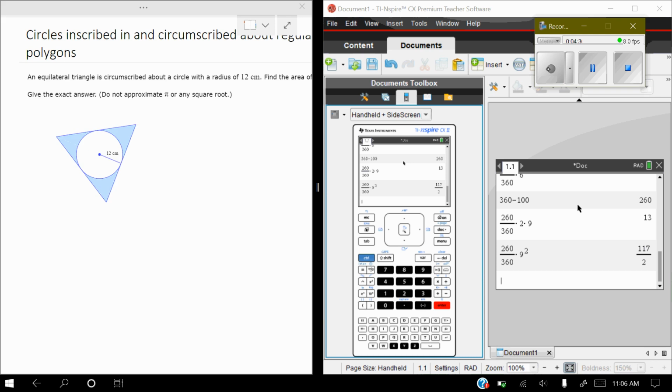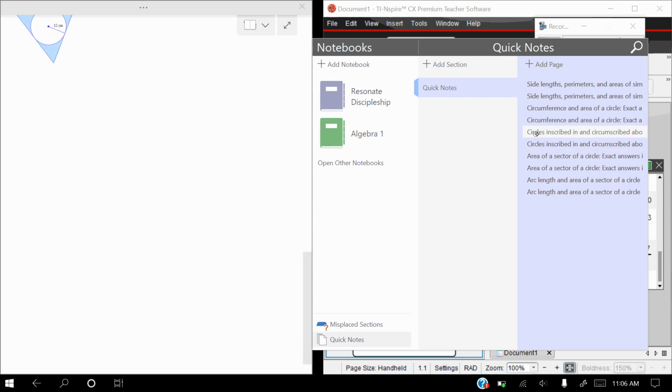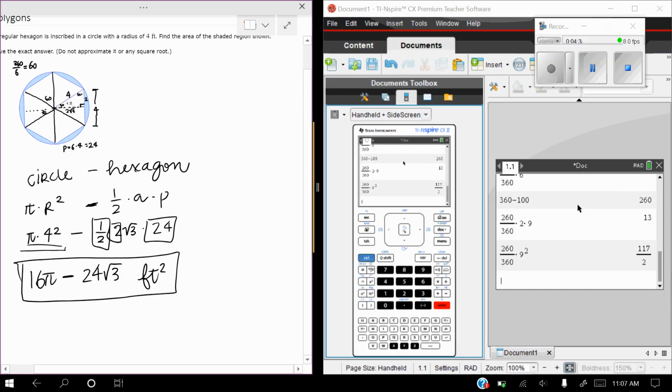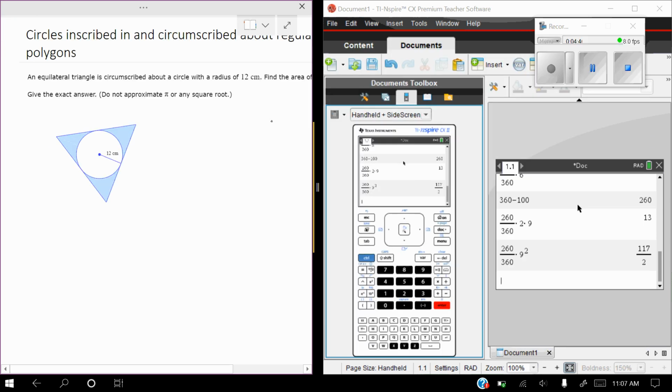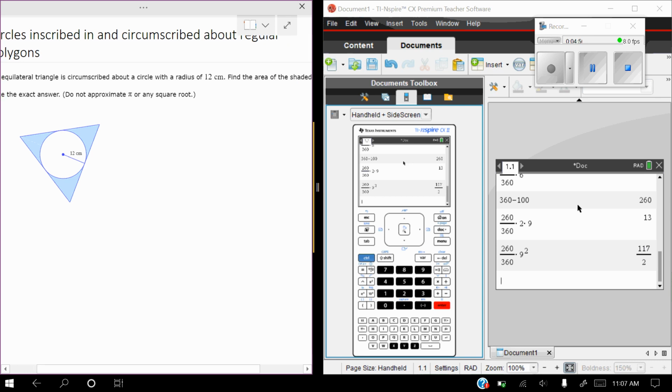We're going to try one more of these, and this one's a little bit different than the last one, because if you look at the last one, the outer shape was the circle and the inner shape was the polygon. So the circle was on the outside, but on this one it's a little different because the circle is on the inside. So what we're going to do on this is a little bit backwards. We're going to go area of the triangle minus the circle.